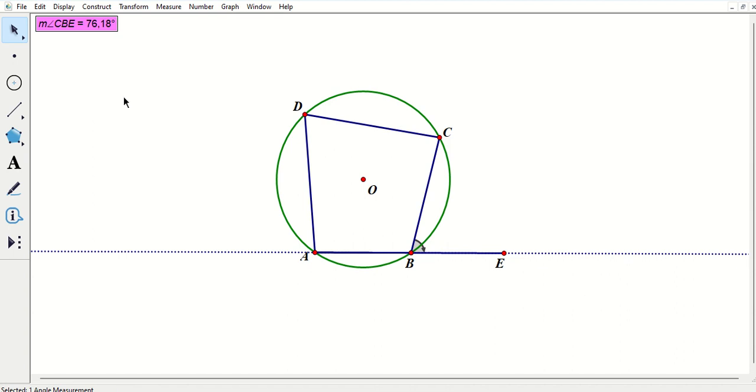So my angle is 76.18 degrees. And another angle that I want to measure is, because we know that these two angles, angle B and angle D in the cyclic quad, are supplementary. But now I want to measure the external angle, or the exterior angle, and also measure the angle D.